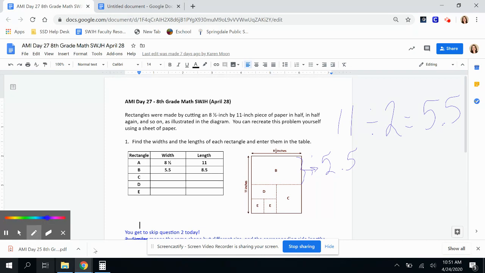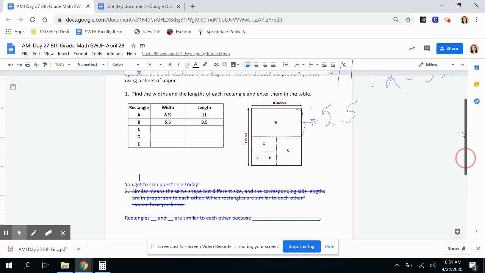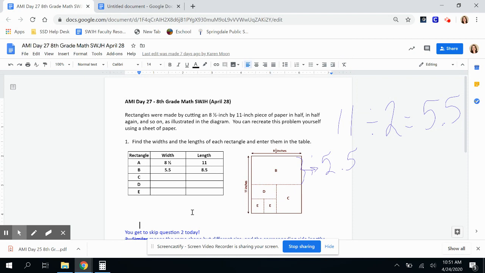All right? So you're just going to take this and keep folding it and making C, and then you fold that and you make D, and you fold D and you make these two E's. So you're trying to find the dimensions of each part of the new folded paper. I'm going to do a practice problem. Before I do that, we are going to skip question 2 today, so we're not going to have to do the similar triangles part. We're just going to focus on folding the paper and what the dimensions of the paper are.